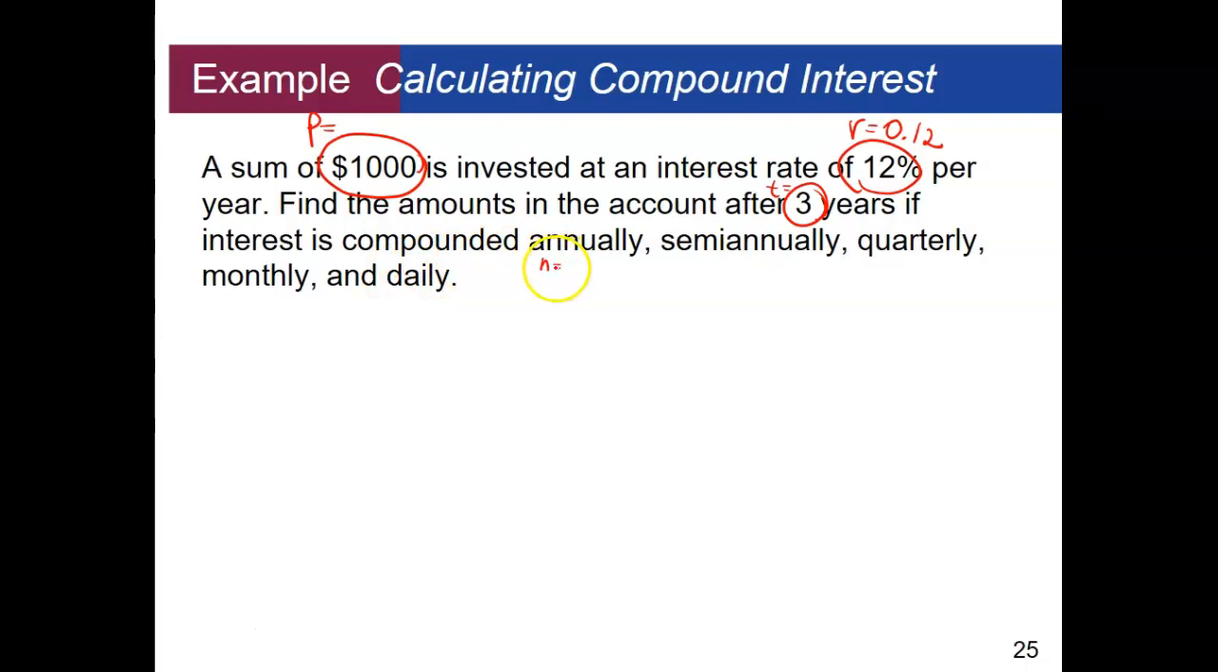So annually, N would be 1. Semi-annually, N is going to be 2. Quarterly, N is going to be 4. Monthly, N would be 12. And daily, N is going to be 365.